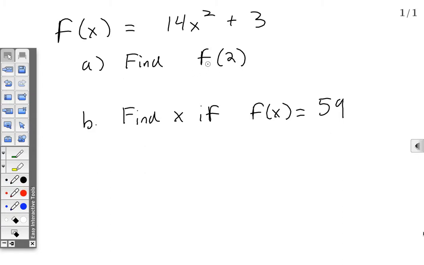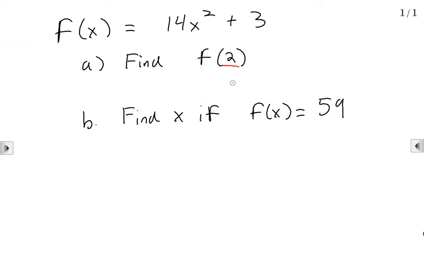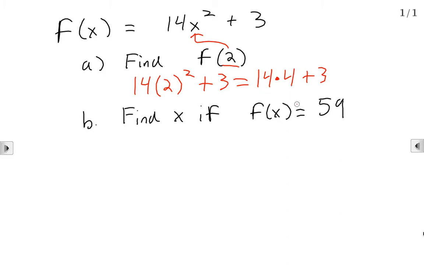So for A, we have to find f of 2, and so remember, anytime the value is inside the parentheses, that just means plugging it in for the independent variable. So instead of x, right, this is f of x, instead of x, we're going to have 2's. So let's just go ahead and do that. 14 times 2 squared plus 3. Exponents come before multiplication, so this will be 14 times 4 plus 3. And then 14 times 4 is 56. So this is 59. That's all f of 2 means. It means you plug in 2.